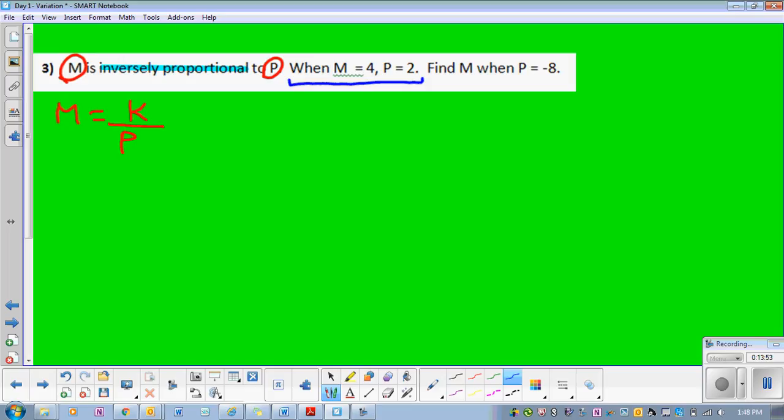Then I have when M equals 4, P equals 2. Well, that's what I need to use to find K. M is 4. I don't know K. P is 2. How do I solve for K? Yeah, multiply by 2. And whatever you do to one side, you do to the other side. 2 times 4, 8. So there you go. K equals 8.